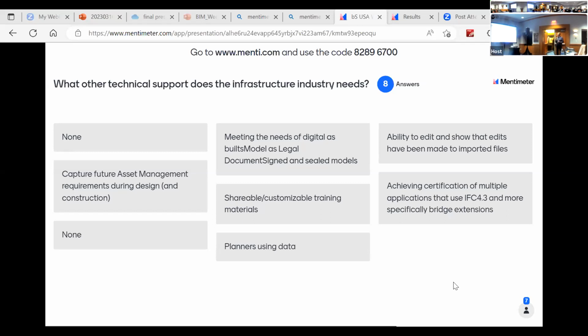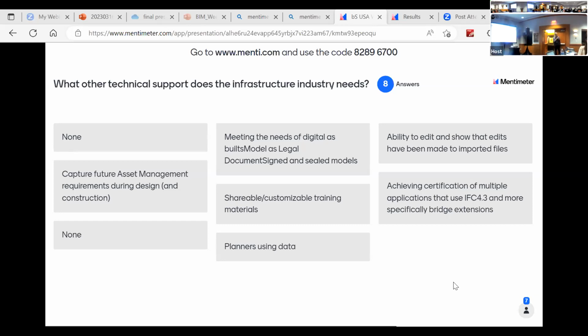Not sure where that came from. Achieving certification of multiple applications, asking for more specifically use extensions. Yeah, so that's a challenge. I mean, Building Smart has a certification process. They're currently in the process of defining that in the context of infrastructure. That's an urgent need, to be able to start to certify the implementations that we're seeing.